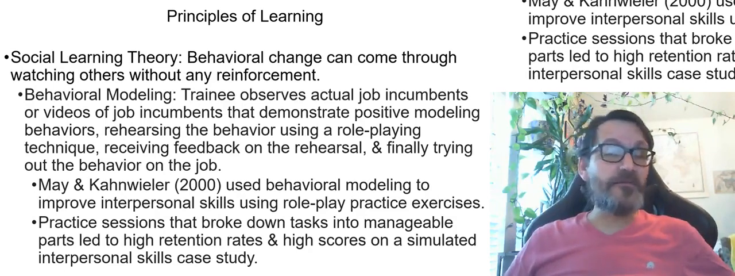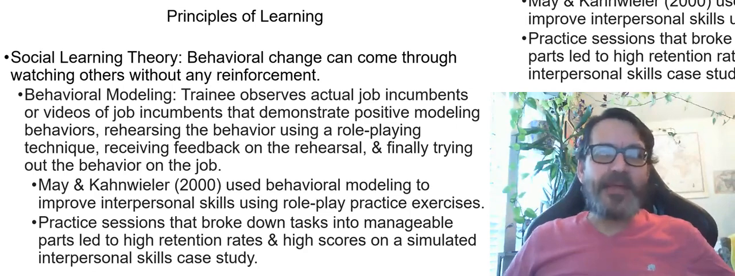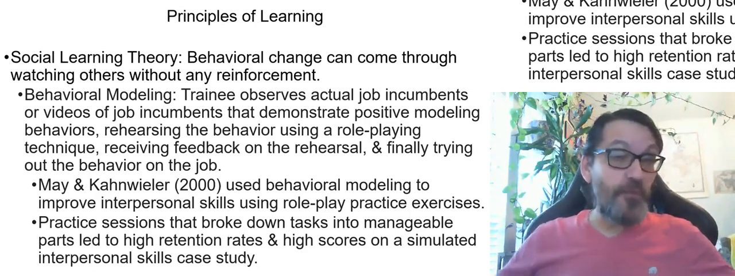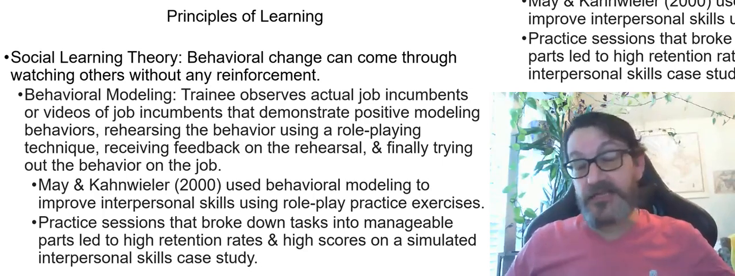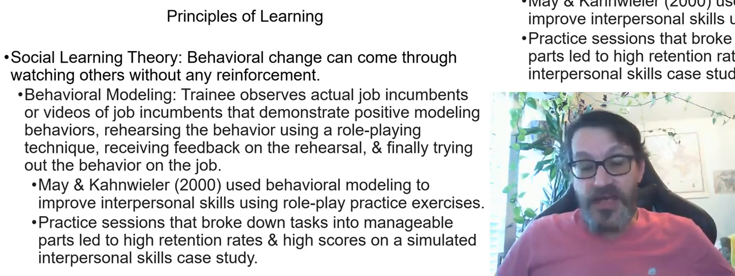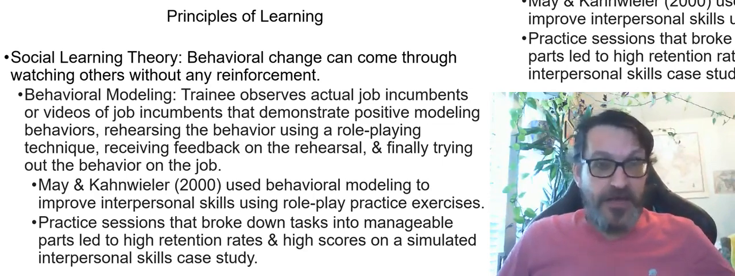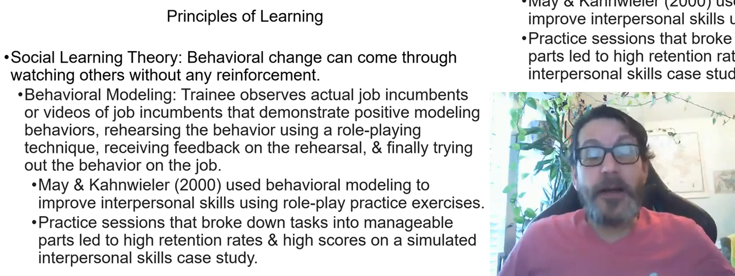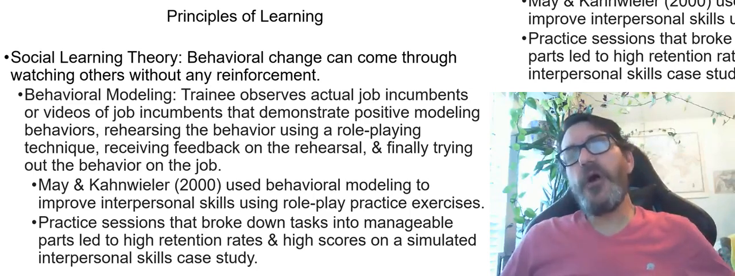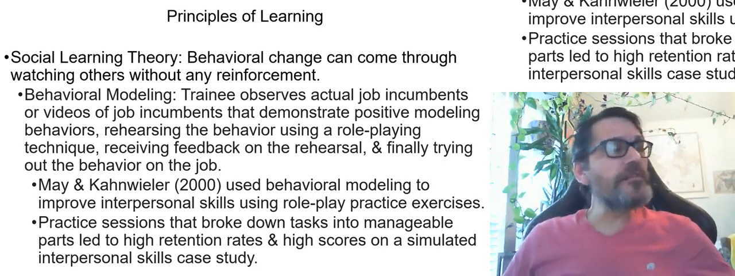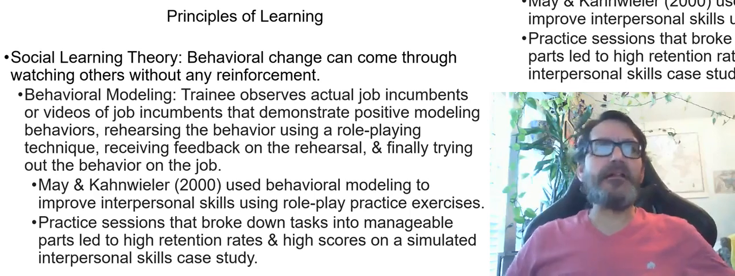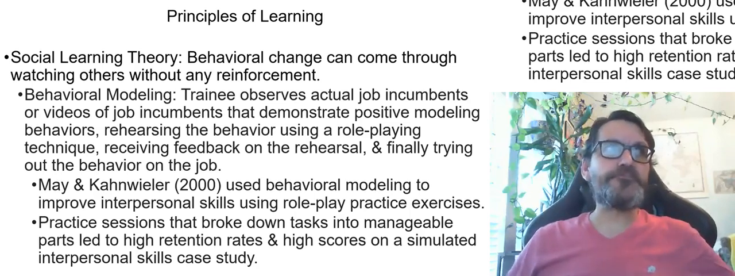Unfortunately, most training falls onto social learning theory in the form of behavioral modeling. That behavior change can occur, and we've all seen Bandura's Bobo doll studies, and when children watch an adult role model that is aggressive, they tend to become aggressive. So if you observe the behavior of a model, you are likely to imitate that model.